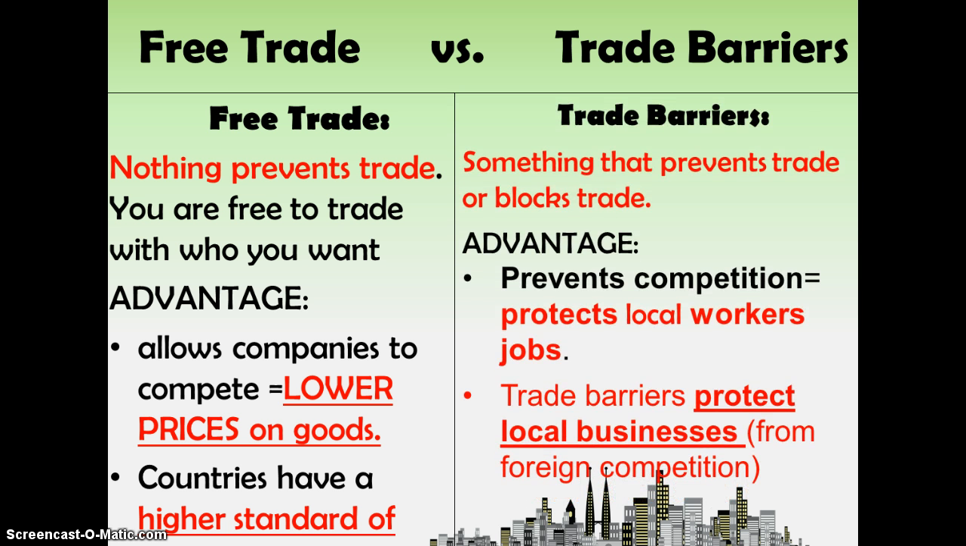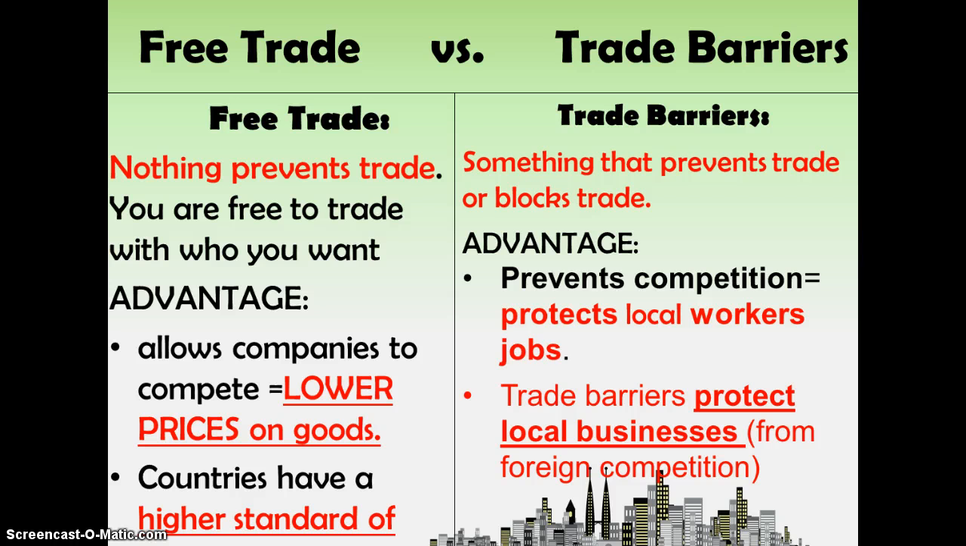When you're talking about trade barriers, that is something that prevents trade or blocks trade completely. Now, if we have free trade, and it's a good thing because it increases the standard of living and allows countries to increase the GDP, why would we need a trade barrier? Well, you have your own domestic companies, and you want to protect those companies. Trade barriers help protect those local companies from going out of business from foreign competitors. Trade barriers protect local businesses, and as you see at the bottom, from foreign competitors.